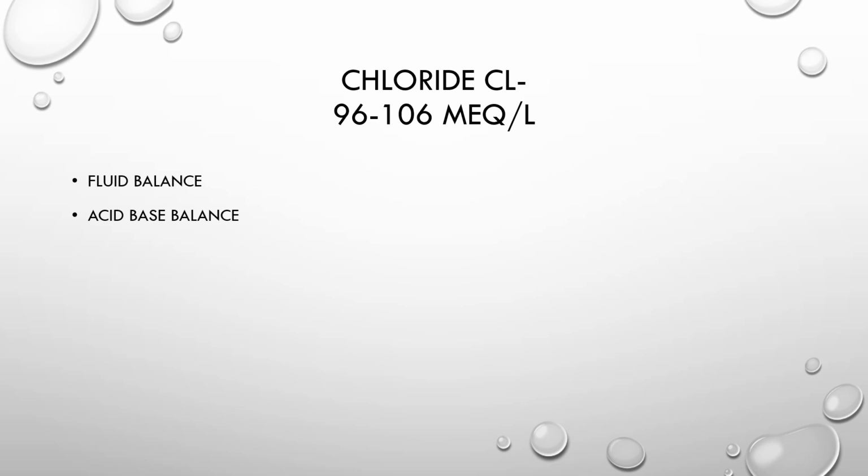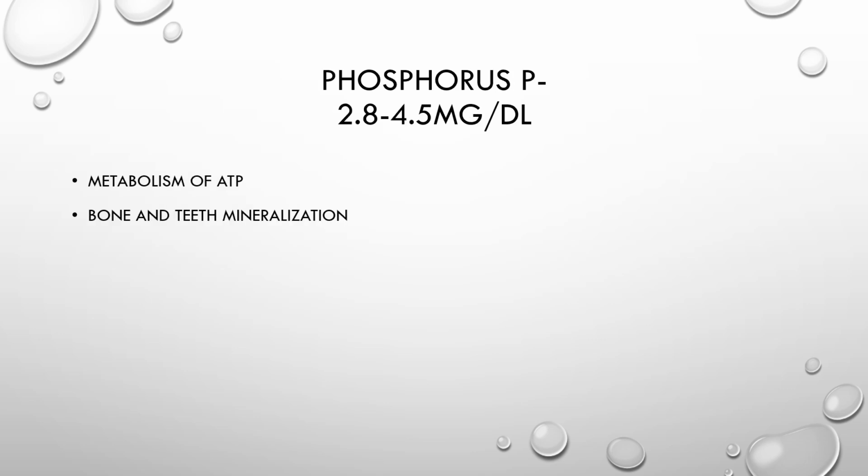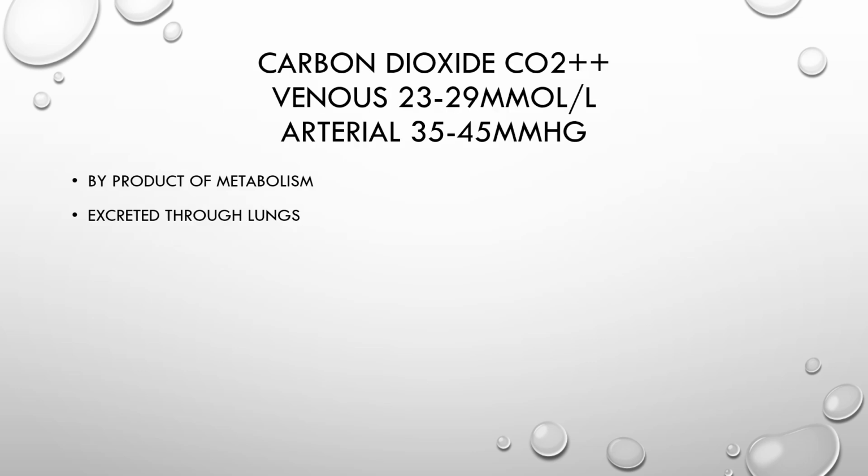And then we have phosphorus. So phosphorus again is needed for the metabolism of ATP. It helps with bone and teeth mineralization. It's controlled by our parathyroid gland as well as our kidneys. So when we have a kidney injury, we can see a high phosphorus level. We can try to treat with some medications, but generally if their phos is high, that means that we need to move more towards dialysis.